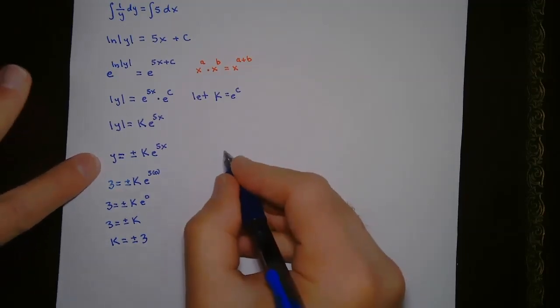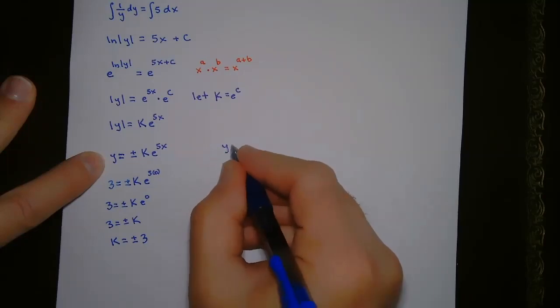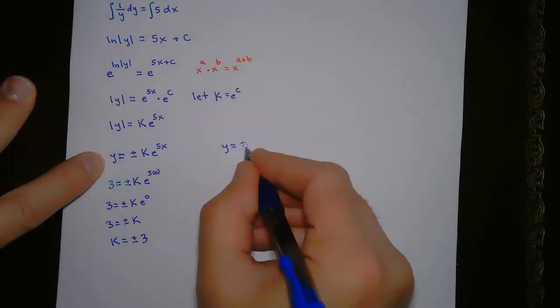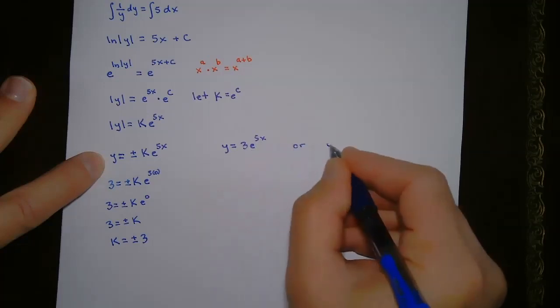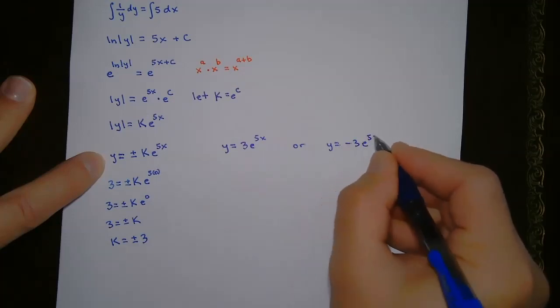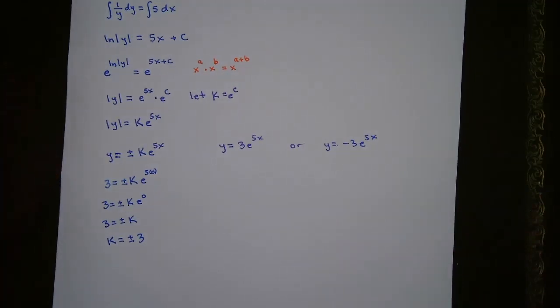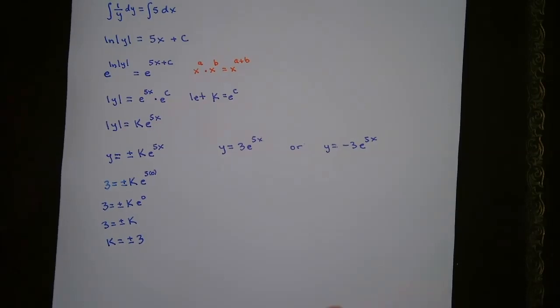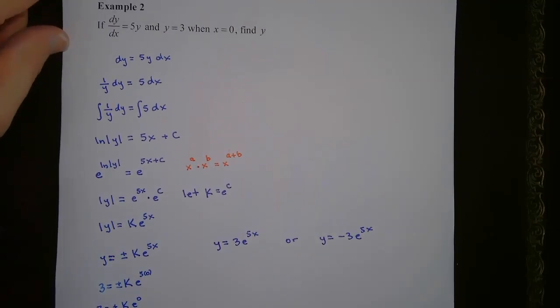Okay, so that gives us two different equations, okay? So our k is either positive 3 or negative 3. So that means y is equal to 3 e to the 5x, or y is equal to negative 3 e to the 5x. Okay, well, which one is it? So what you can do is go back and check this, and when we put 0 in for x, we got to get 3 out for y, because that's what the initial condition said at the very beginning, right?